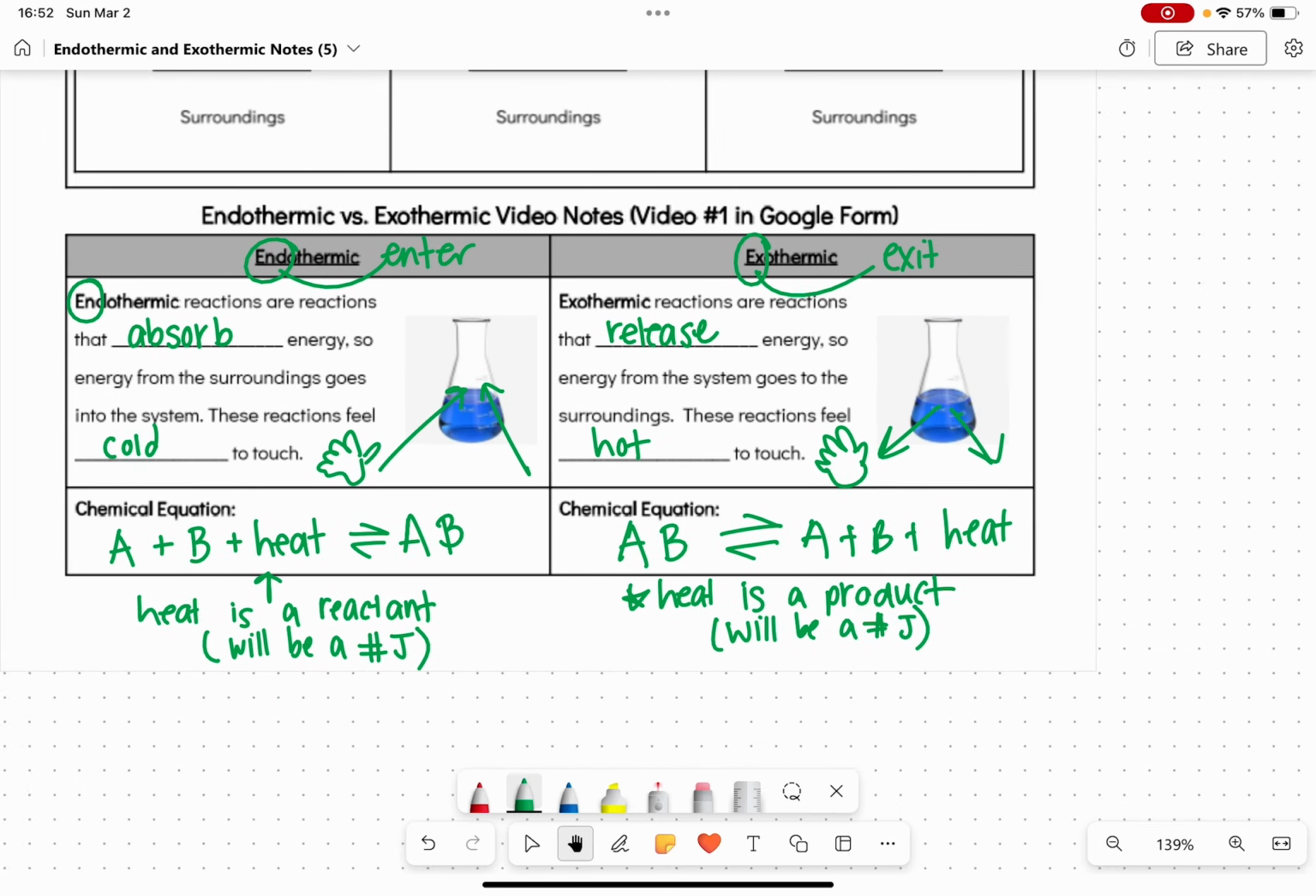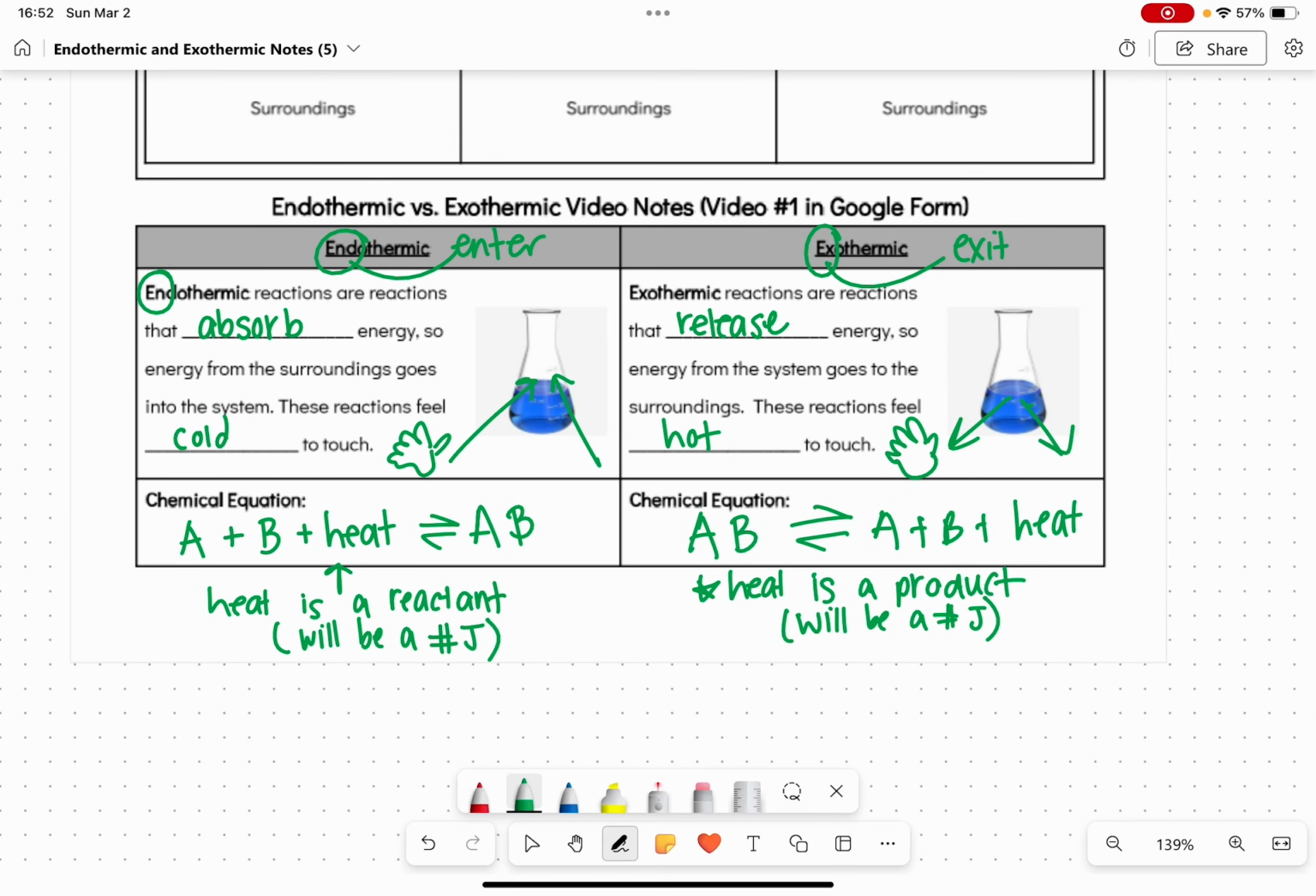Okay, so again, endo sounds like enter, so energy's entering the system or the reaction. Exo sounds like exit, so energy's exiting or being released. Endo to you would feel cold, exo to you would feel hot, okay, because you're feeling the energy go out to your hands.